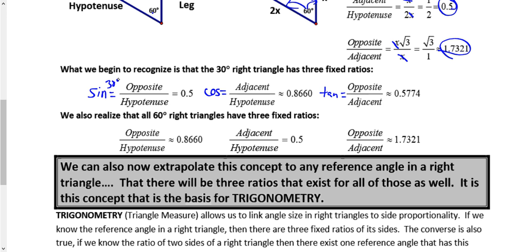Okay? Those are abbreviations. So by the way, this is the sine of 30 degrees. Cosine of 30 degrees. Tangent of 30 degrees. You always take the sine, cosine, tangent of an angle. Sine, cosine, tangent are just like the ratios we were talking about. So this would be the sine of 60 degrees, 0.8660. This would be the cosine of 60 degrees, 0.5. And this is the tangent of 60 degrees.